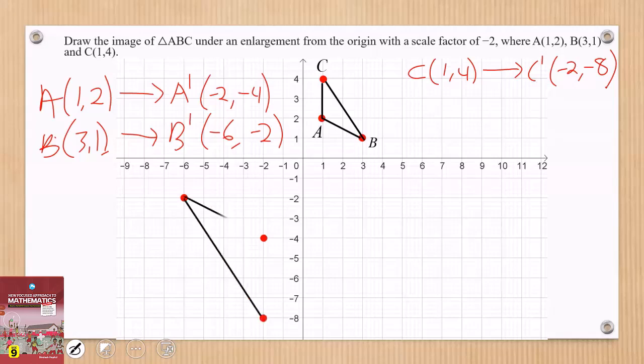When we join all this together, we form the image of triangle ABC. This is our C prime, this is our A prime, and this is our B prime. And it is coming from the origin. If you join C to C prime, look at how it goes, and then A to A prime, and B to B prime. This is how we see our enlargement.